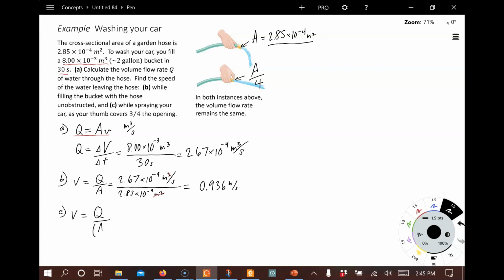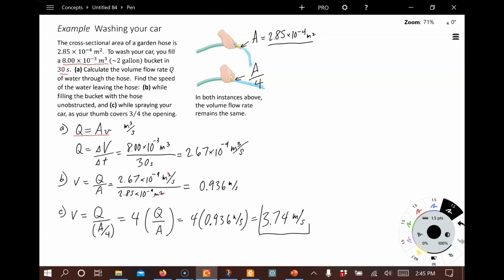So if I write this as A over 4, we can see that this is actually going to come out to be equal to 4 times Q over A. And Q over A was the original value that we just got here. So this is going to be equal to 4 times 0.936 meters per second, which gives us a speed of 3.74 meters per second. So by closing the area, reducing it to 1/4 the size, we can get the water out with 4 times as much speed.